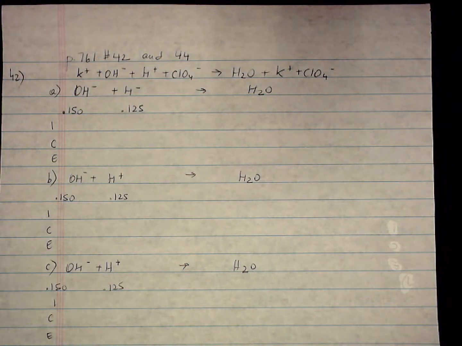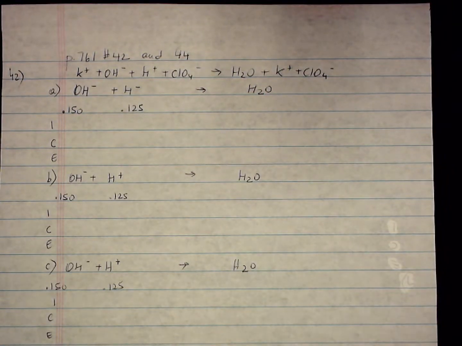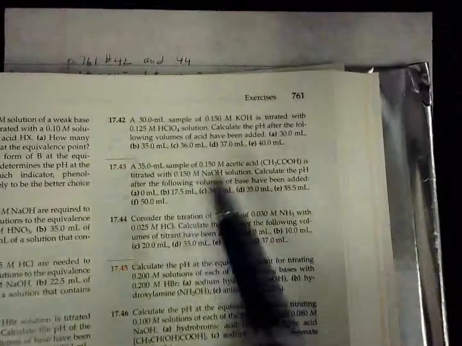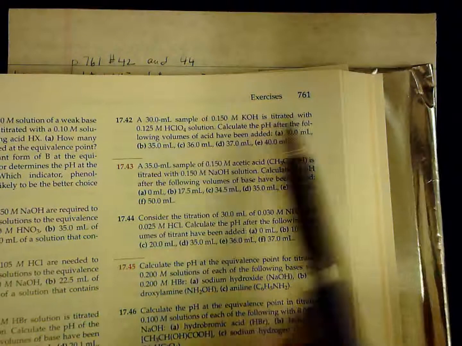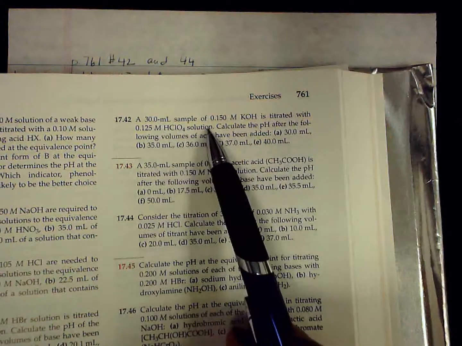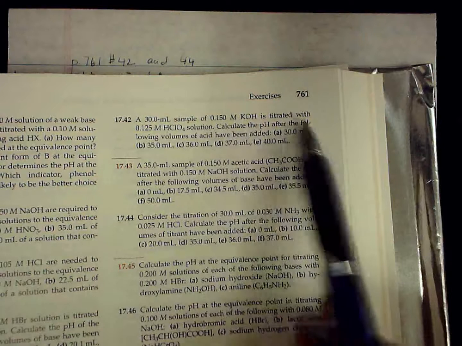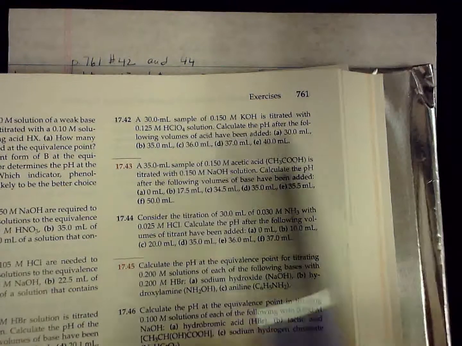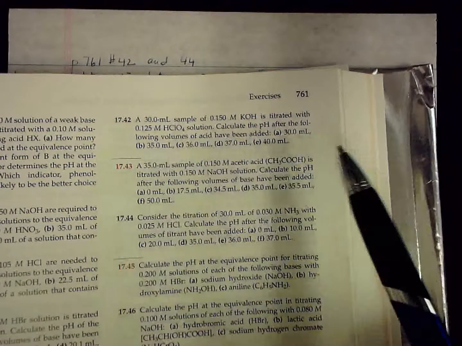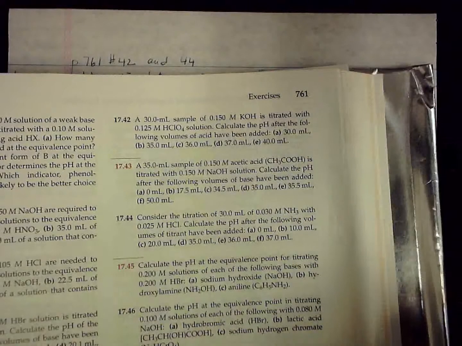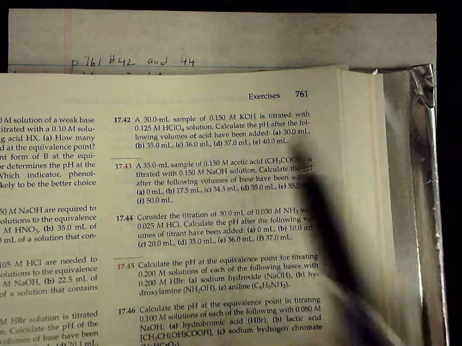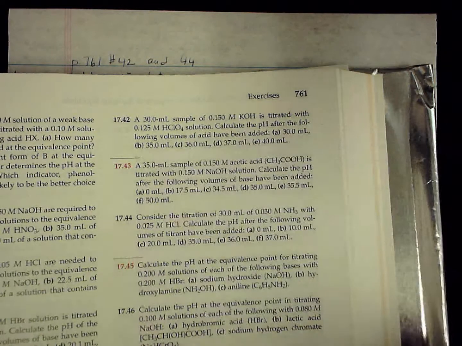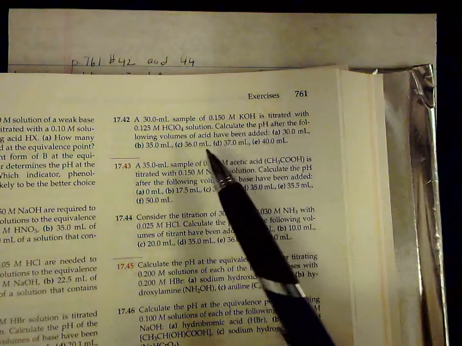So if you look at question number 42 in the book, it basically says that you have a 30 milliliter sample of 0.150 molar potassium hydroxide and you titrate it with 0.125 molar perchloric acid solution. Calculate the pH after the following volumes of acid have been added: 30 milliliters, 35 milliliters, 36 milliliters, 37 milliliters, and 40 milliliters. These are really easy questions to answer, but they're very time consuming because each of these parts is going to require you doing a rice chart. So first things first, we should start with our reaction.